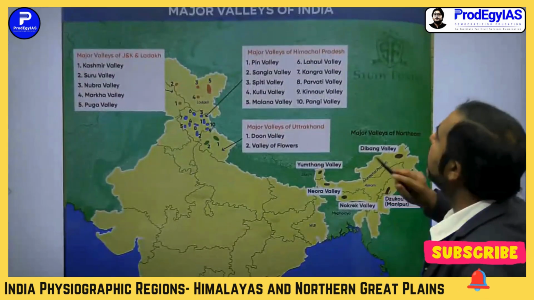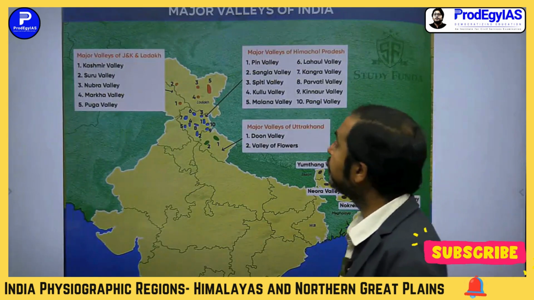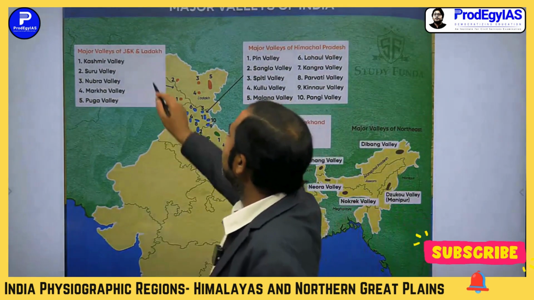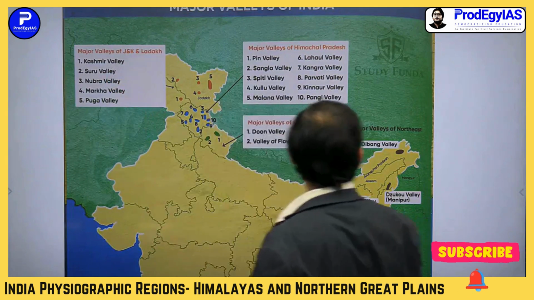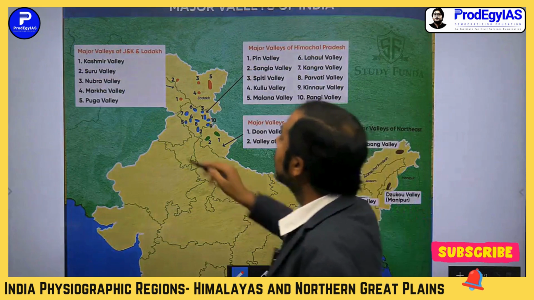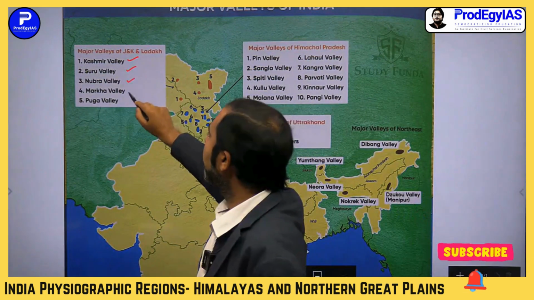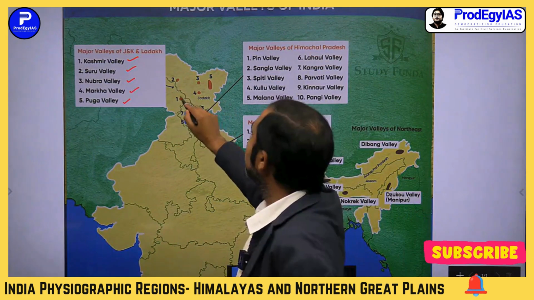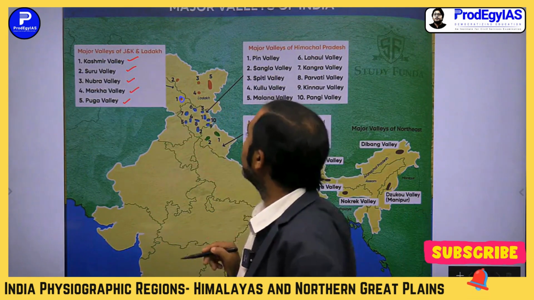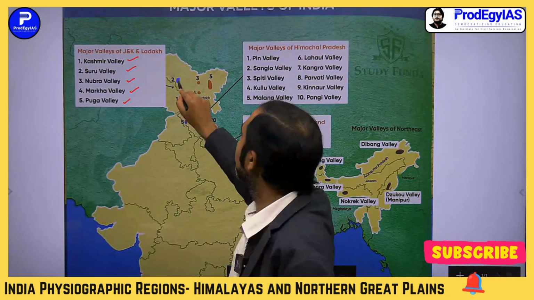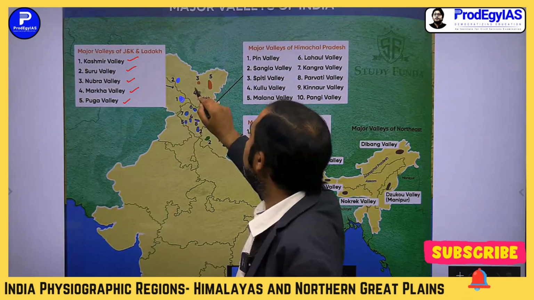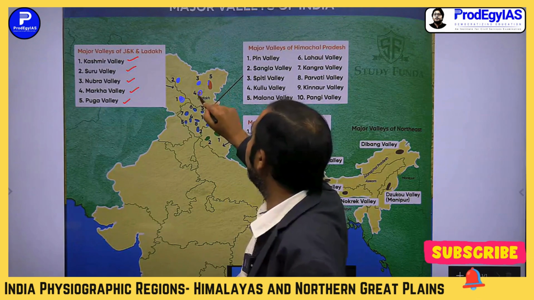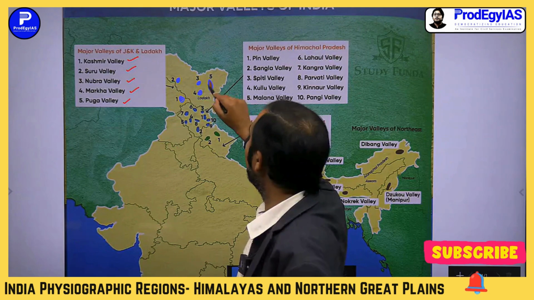You also do the major valleys of India. They are also important. Major valleys of India. First, do these major valleys of the Jammu, Kashmir, and Ladakh region. Kashmir Valley, Suru Valley, Nubra Valley, Markha Valley, and Puga Valley. Right? They are shown here. This is Kashmir Valley. This is Suru Valley. This is Nubra Valley. This is Markha Valley. Then this is Puga Valley.